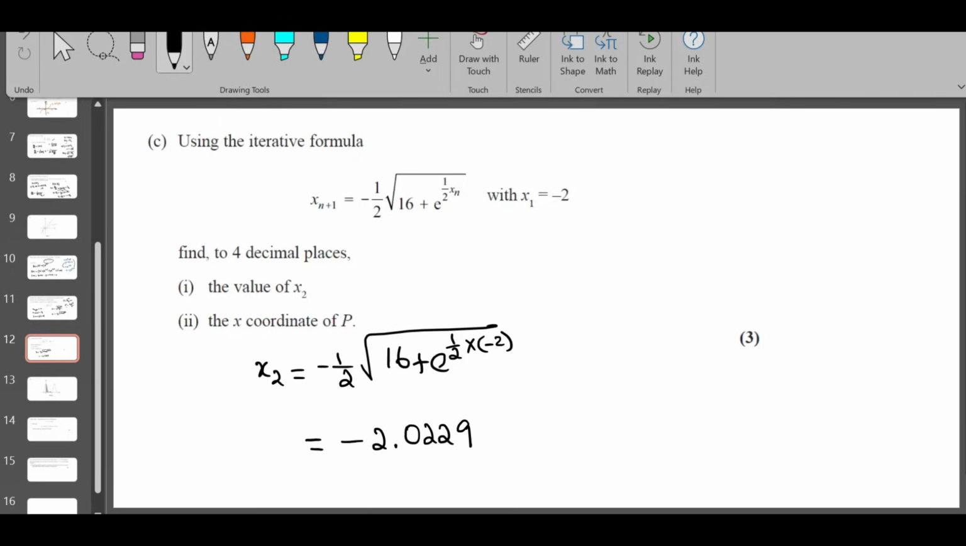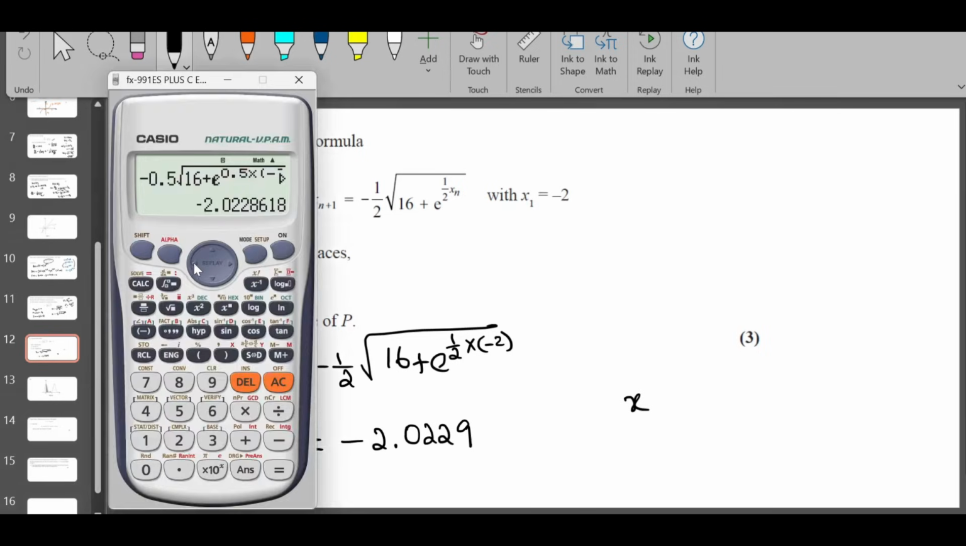Now by continuous iteration you need to find the x coordinate of P to 4 decimal places. So I'm going to bring the cursor to where we inserted x1, delete it and press answer. So the new answer will be the latest input here. Now all I need to do is just keep on pressing equal and look at the decimal points. 226, it got stuck at 226.